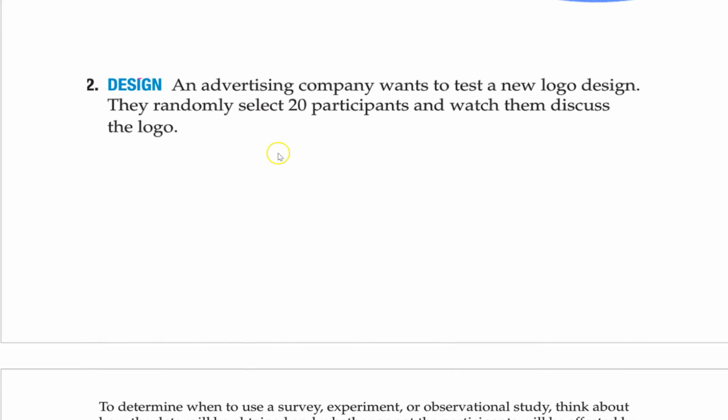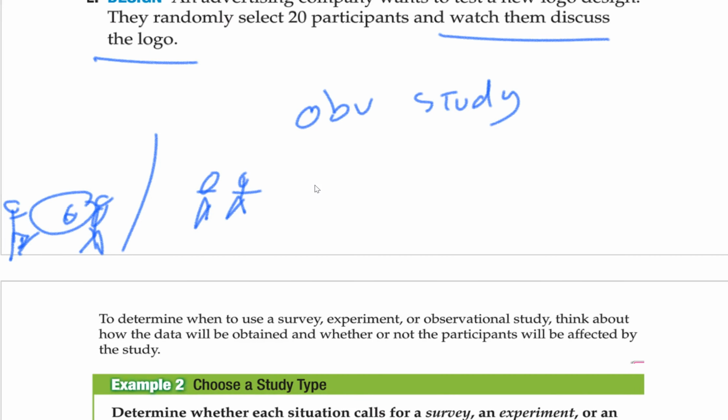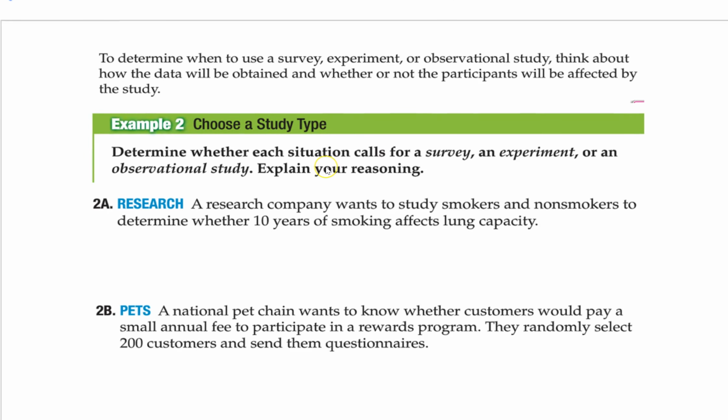Next, an advertising company wants to test a new logo design. They randomly select 20 participants and watch and discuss their logo. That is an observational study if I've ever seen one. They're giving them the new logo, then they're like, hey, we're going to talk about the logo right here. That's people talking about the logo. And then there are people on the other side like, ooh, look at them talking about that logo. It's an observational study.